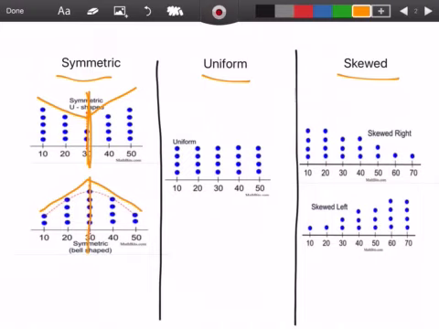That's symmetric. Uniform is where they are all the same height. Everyone's the same. That's uniform. Skewed is where it's small on one side and high on the other. It's skewed in the direction of where the smaller amount is. So this one is skewed to the right because it should be over on the left, but it got skewed over to the right, and this one got skewed over to the left. So those are 3 types of descriptive words that you might see used with dot plots.